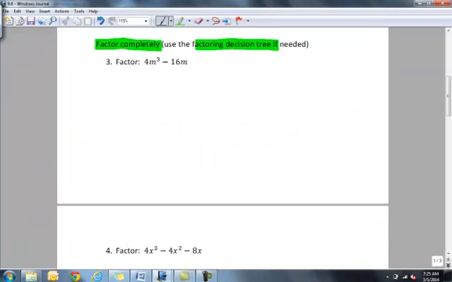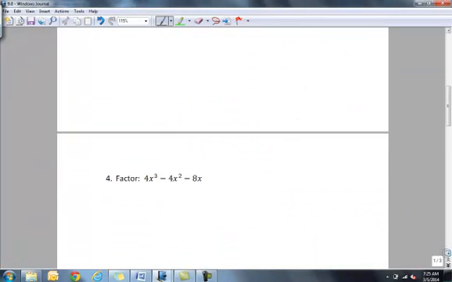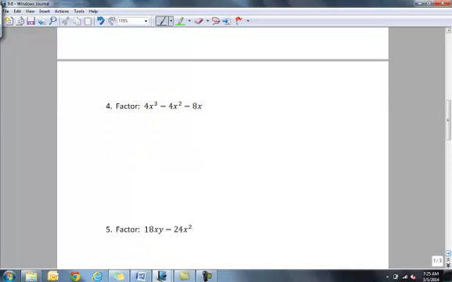Okay, let's try a couple more. Yeah, number 4 is a good one. Okay, so with number 4, 4x cubed minus 4x squared minus 8x. Let's see if we can do this without looking at the decision tree. See if we can have this kind of start to get memorized a little bit.